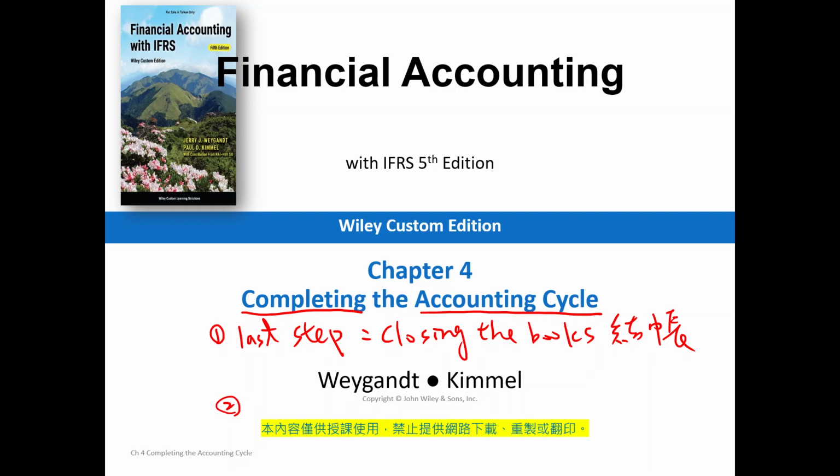Correct the error, okay? So the second thing, the extra concept we want to talk about, is correcting errors, 更正错误. When you find any errors, you have to correct the errors. Okay, so there are only two things we want to talk about from chapter 4.